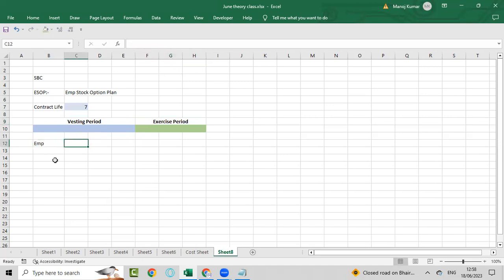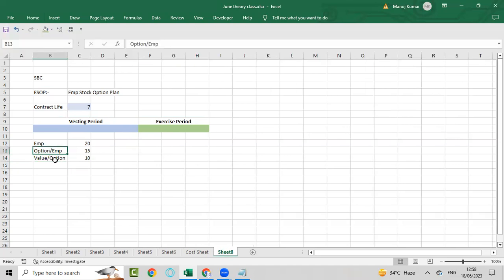So what has the company done? Let's suppose employees are 20. Options the company has given per employee, how much? Let's say 15. Value per option is, let's say, 10. Is it clear? Total employees 20. Options the company has given per employee is 15. Value per option is 10.